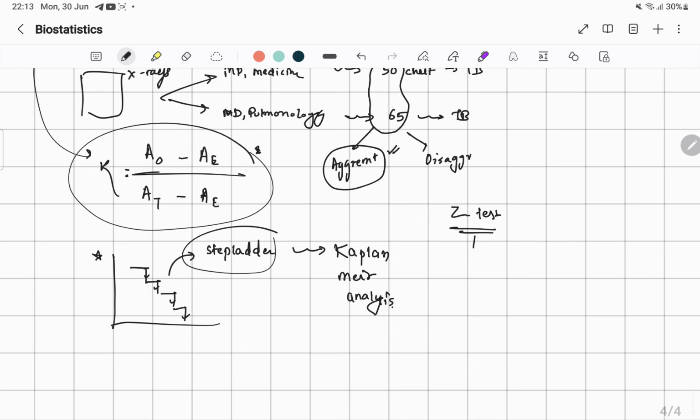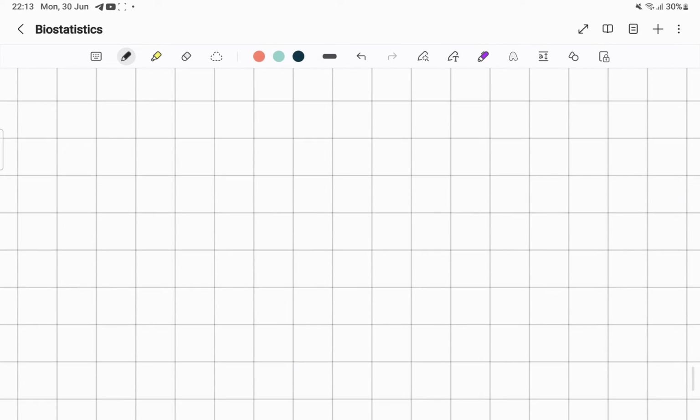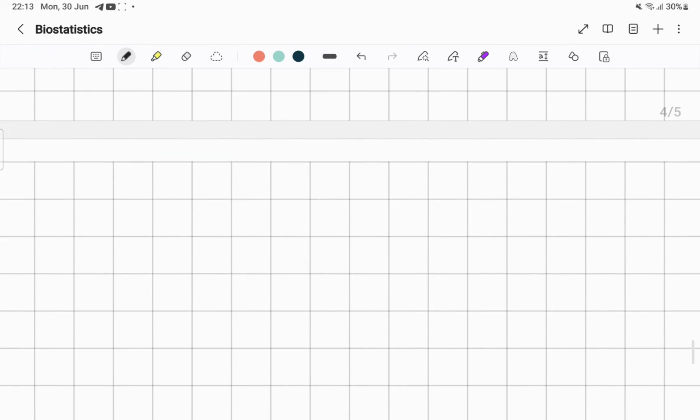And we have something called the Z test. Z test is done for large samples, like n more than 30. You have to know the Z test. Now we'll discuss regression analysis.